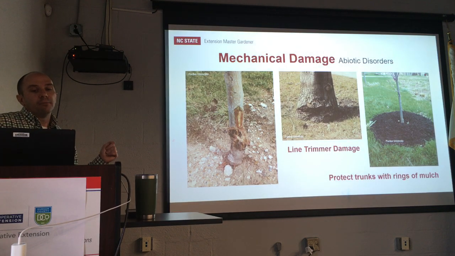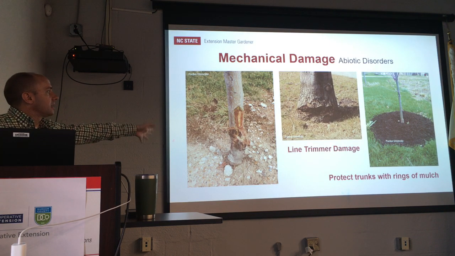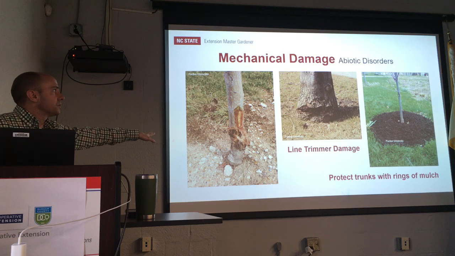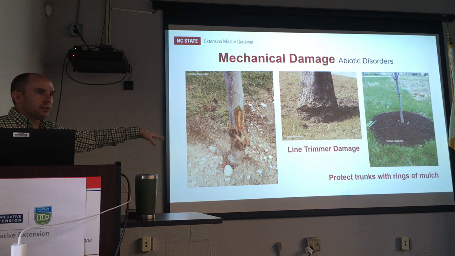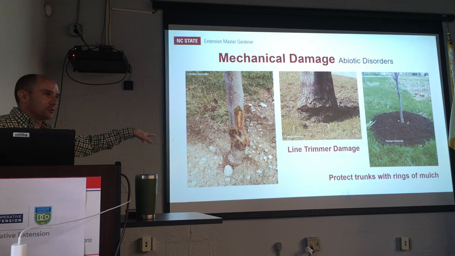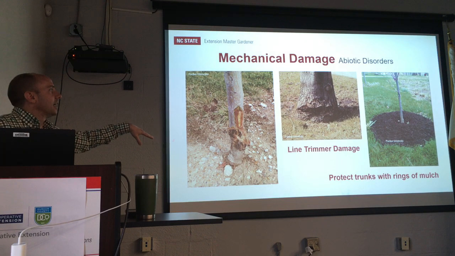Other issues can be mechanical damage, so a mechanical injury from using equipment or improper pruning, that sort of thing. Often this can manifest as line trimmer damage. So someone gets a little bit confident in taking some plants out close to the tree trunk and, oopsie, I just ripped off half the bark.